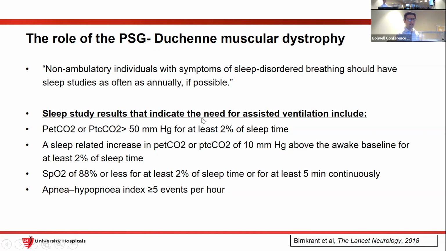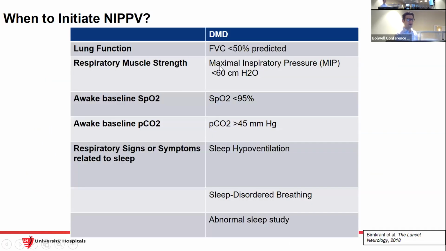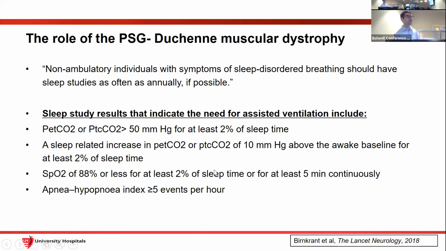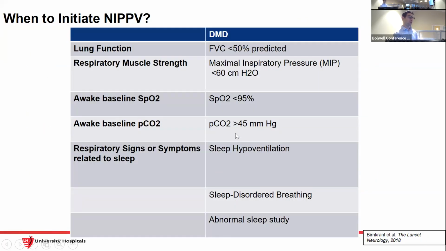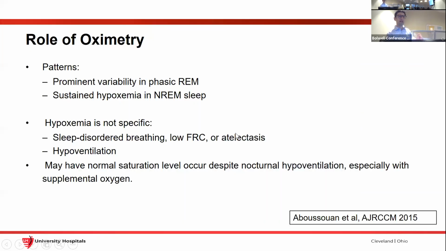And this is, as an example, the Duchenne guidelines. Again, this is just the Duchenne specific guidelines. They recommend to initiate non-invasive ventilation if your forced vital capacity is less than 50% predicted, if you have maximal inspiratory pressure less than 60, awake baseline SpO2 less than 95, awake baseline PCO2 on a blood gas or transcutaneous over 45 millimeters of mercury, and if you have sleep hypoventilation, sleep disordered breathing, or an abnormal sleep study, like an AHI of 5 or more. So this is what the group that got together for Duchenne decided. Like I said, each society and many disease states have their own recommendations.